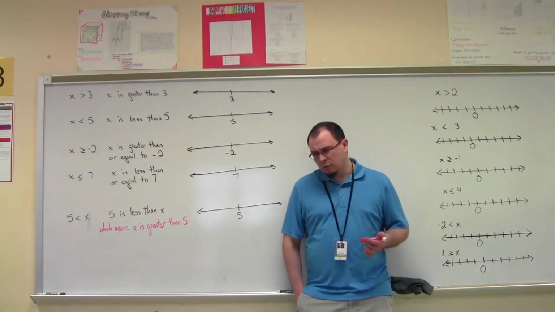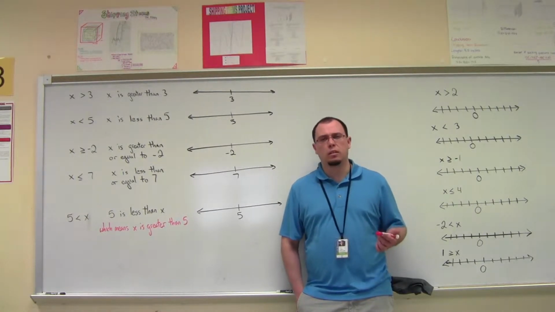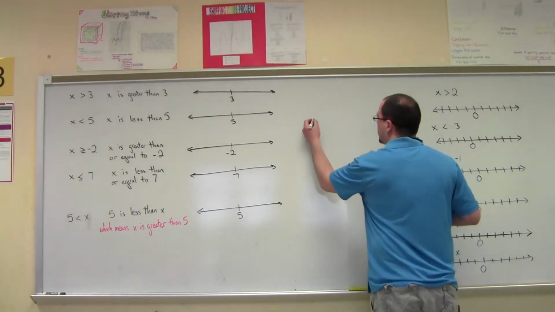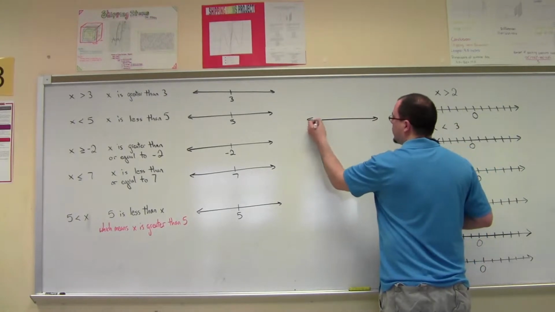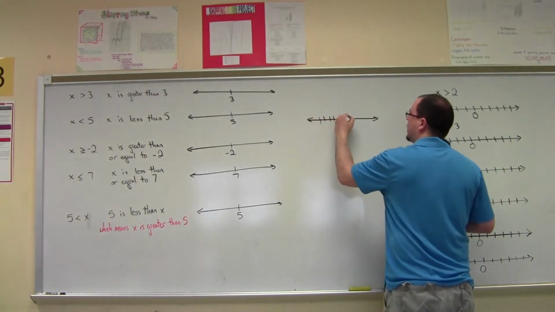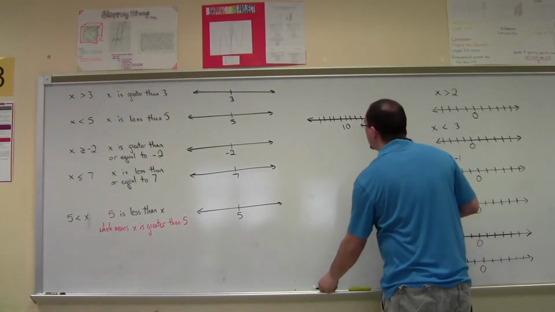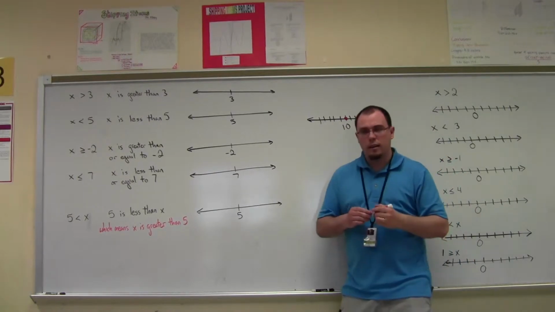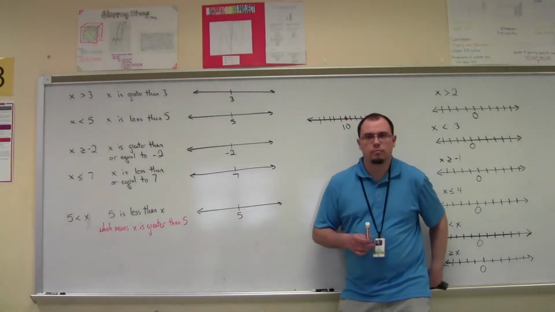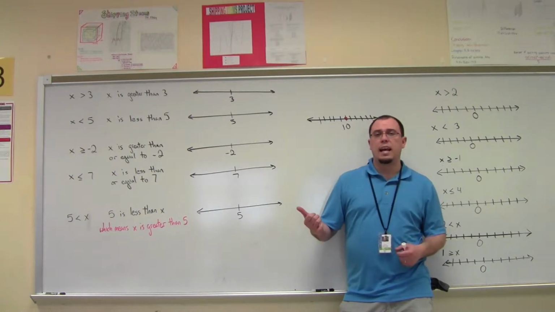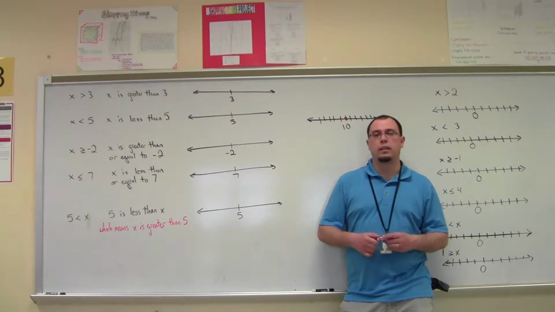Now, if you wanted to show what a number equaled on a number line, you would put a dot. You'd put a point where that number was. So if I told you that x equaled 10, and I wanted to show it on a number line like so, you would put a point right there to show that that's where x equals. What we're going to talk about today are inequalities and how to show when you have more than one value, how to show that on a number line.